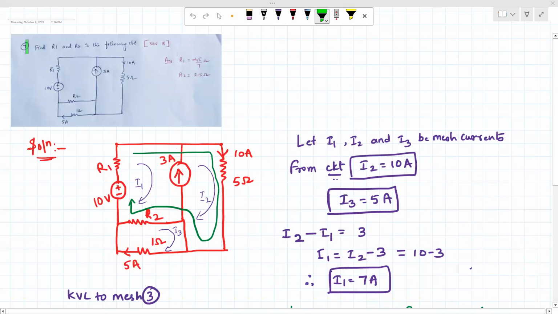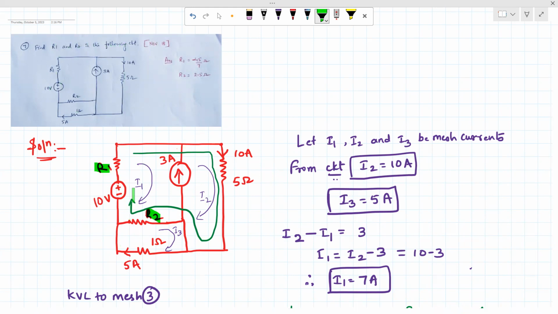Next, we'll move on to the next sum. Find the value of R1 and R2 in the following circuit. This also has been asked in the Mumbai University question paper, November 2018. This is the circuit which I have redrawn here. They have asked to calculate the value of R1 and the value of R2.